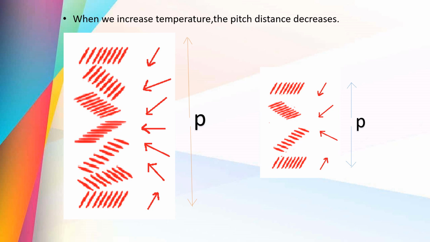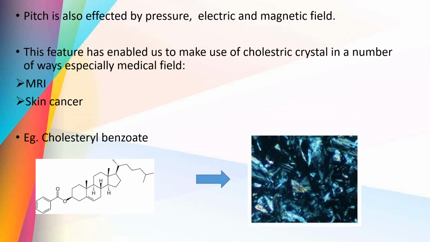The pitch length is generally of several thousand angstrom, which is comparable with the wavelength of visible light. The left side image shows the case of lower temperature and the right side shows the higher temperature. The pitch length is also affected by pressure, and electric and magnetic fields. As I said, the pitch length is of several thousand angstrom, comparable with the wavelength of visible light.